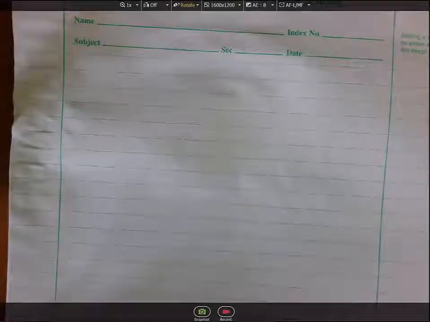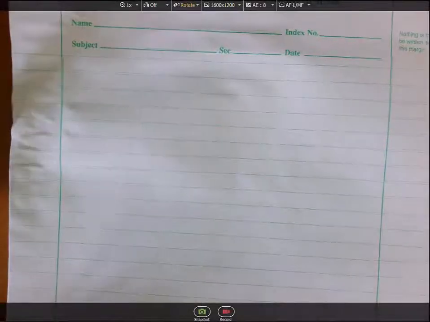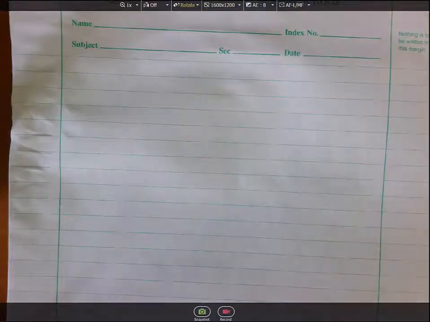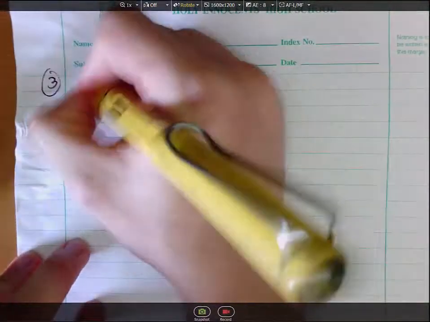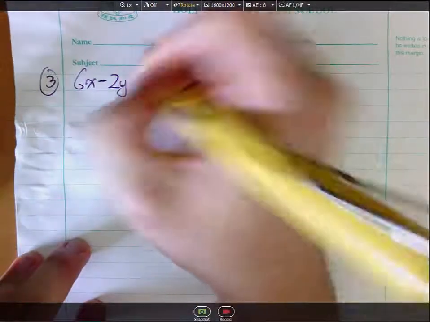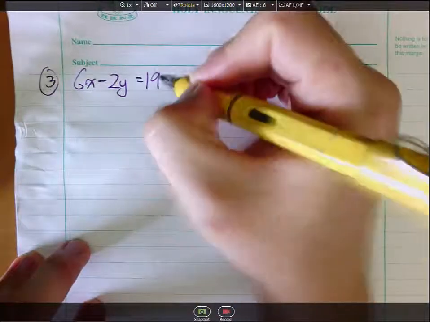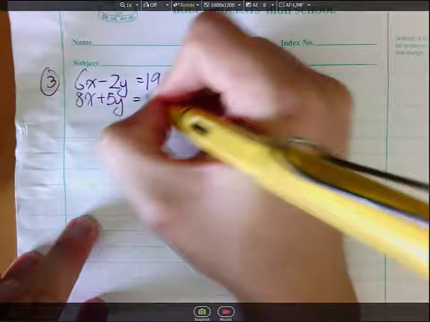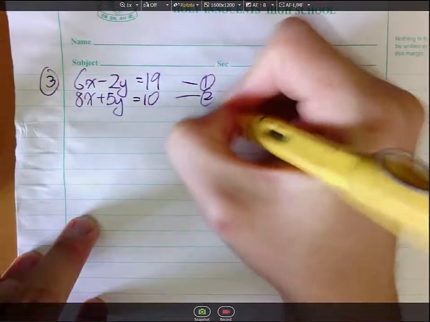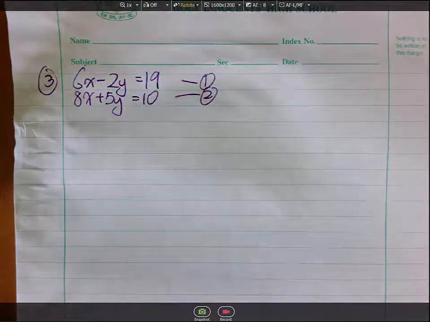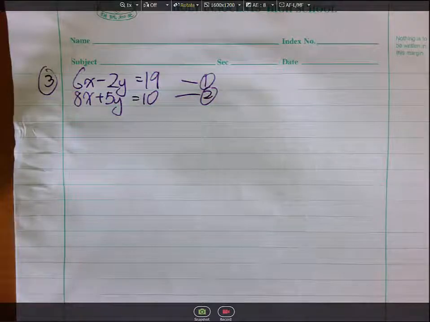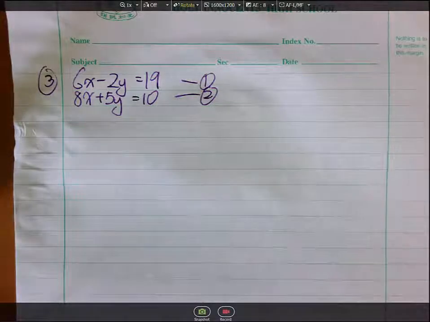Okay, I give you one final example for the substitution method. This one is a bit more difficult, but we will just hang in there. Okay, and it is this. 6x minus 2y is equals to 19, and we have 8x plus 5y is equals to 10. Notice that in the previous two questions, it was quite easy to find the subject of any one of them, for x and for y.